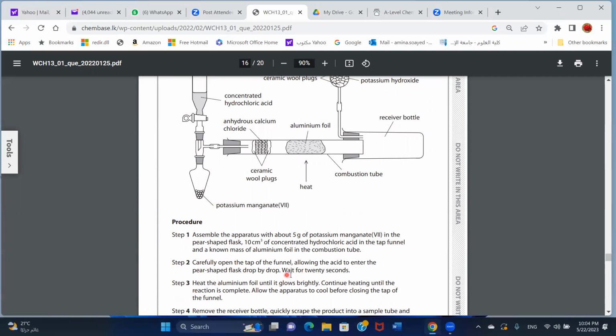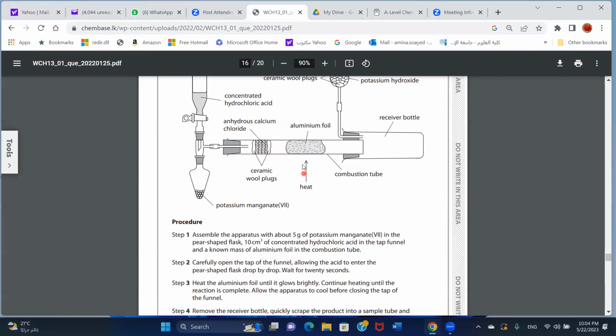In step 2, they said wait for 20 seconds. After they added the HCl to the potassium manganate, they waited for 20 seconds before they started to heat the aluminum foil. To allow the chlorine to reach the aluminum foil? Yes, excellent. Because here there was air at the beginning.